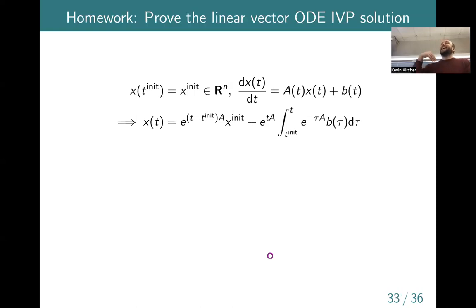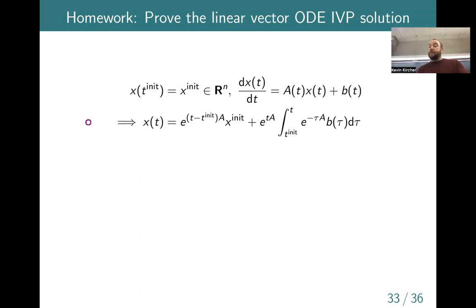So now, rather than going through the same process that I went through in lecture for the scalar case, I want you guys to go through the same steps, but for the vector case, to basically prove the solution involving the matrix exponential that we have here. So we start with this general initial value problem, and then we get to this solution here.